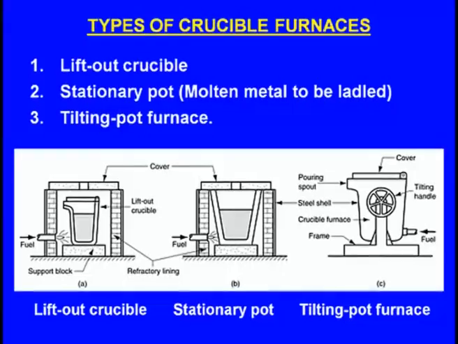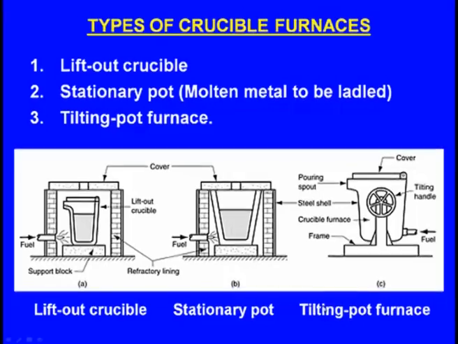Now unlike in the case of the lift out crucible, where after melting is over, we lifted up the crucible and were able to take it to the convenient place of pouring. But here we can't lift the crucible, means we have to bring another crucible and we have to tap the molten metal by tilting. So that is the tilting crucible furnace. So this is the tilting pot furnace. So these are the three types of the crucible furnaces.